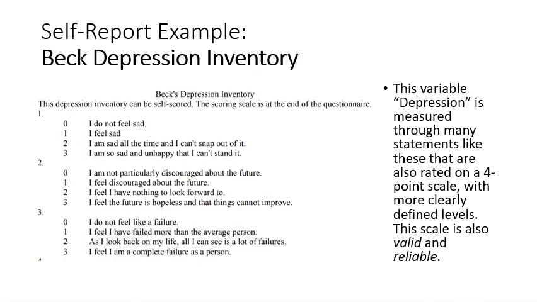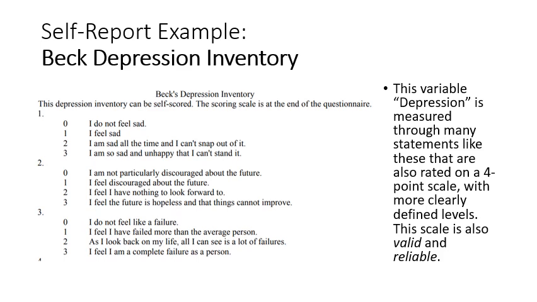This is the Beck Depression Inventory. You can see that this is also a 4-point scale, so it's a Likert scale, meaning that we're going to associate these numbers with these values. But in this one, instead of just an agree, disagree kind of continuum, we have I do not feel sad, I feel sad all the time and I can't snap out of it, I am so sad and unhappy that I can't stand it. And so you can see this rates the intensity of the negative emotion a person is feeling.